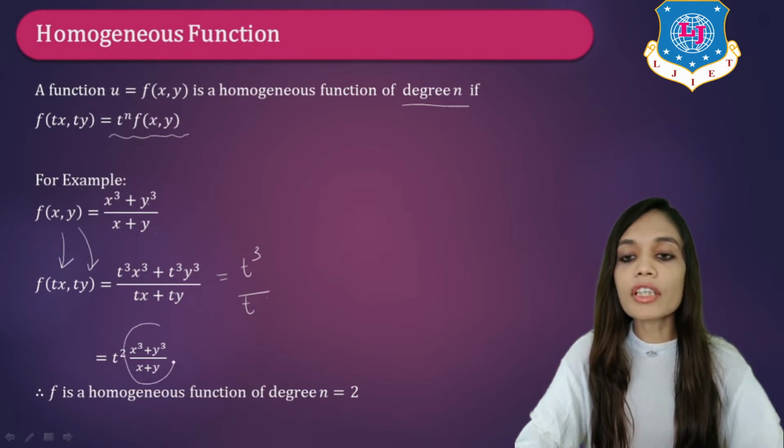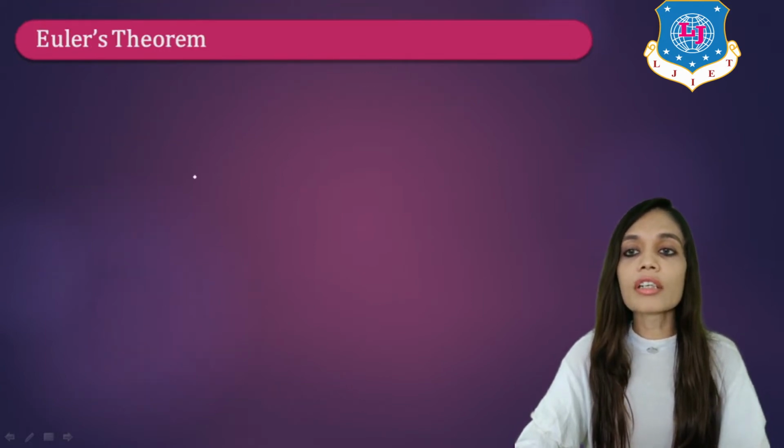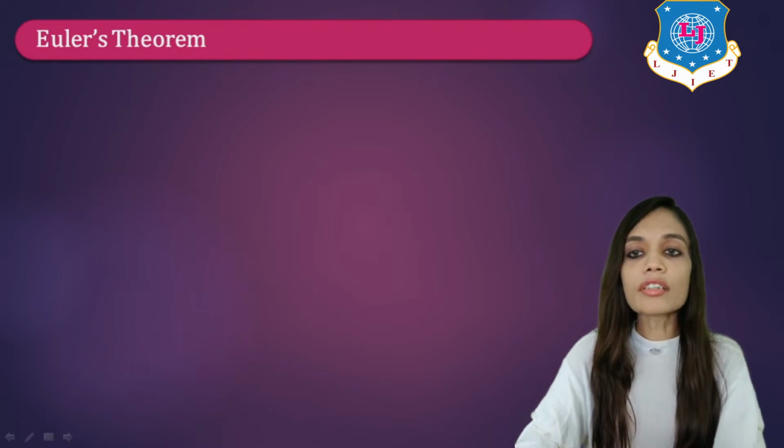But this is our given function. So what we have got? t square times f of x comma y. So therefore f is a homogeneous function of degree n is equal to 2. Now let us see one theorem, that is Euler's theorem.